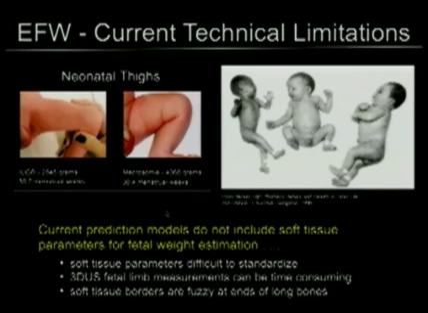So the current prediction models do not include soft tissue parameters for fetal weight estimation because these soft tissue parameters are difficult to standardize, and 3D ultrasound fetal limb measurements, volume measurements, can be time consuming, and the fetal soft tissue borders are fuzzy at the ends of the long bone. So this is where the fractional limb volume comes in.